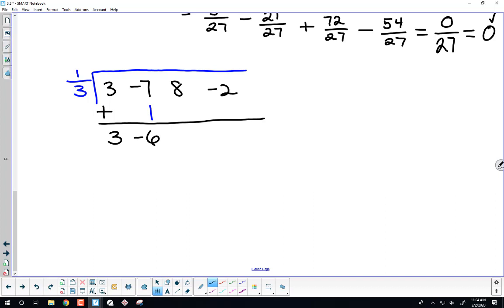Negative 6 times a third gives us negative 2. Plus 8. Positive 6 times a third again. 6 times a third is a positive 2. Plus negative 2 is 0.